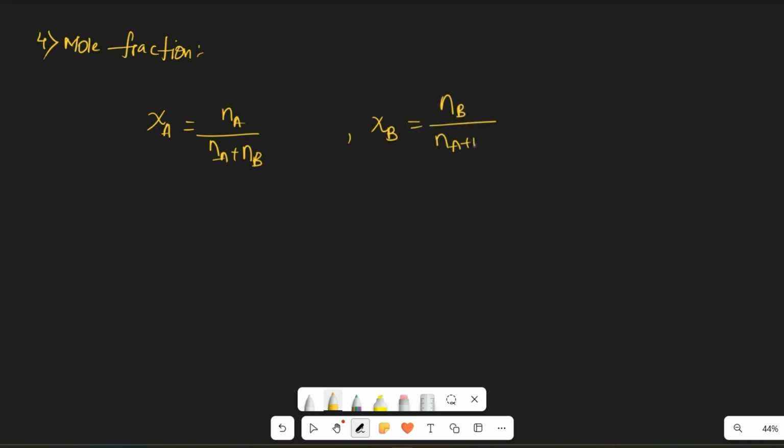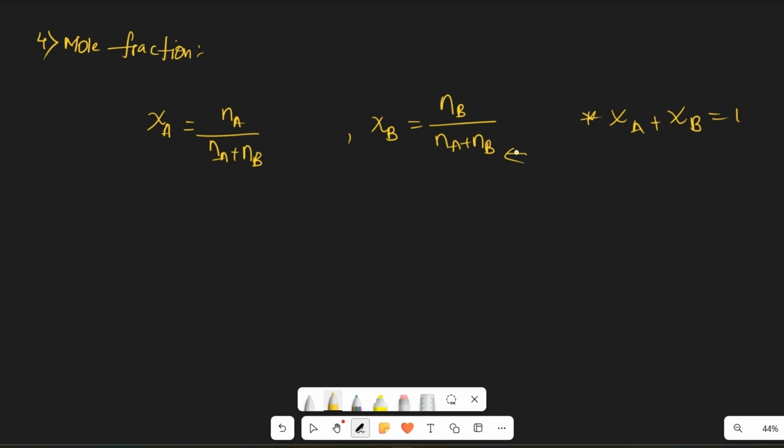Meaning you will just add it. So whatever mole fraction we want, that number of moles will be on the numerator and total number of moles will be on the denominator. Simple, right? And one more thing, if you add mole fraction of A plus mole fraction of B, it is simply 1. So this is a basic thing.